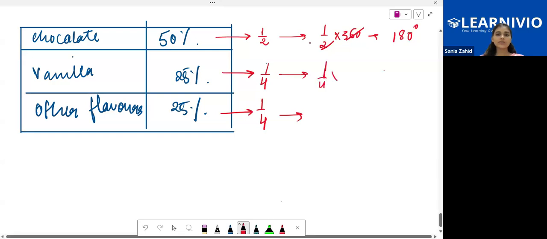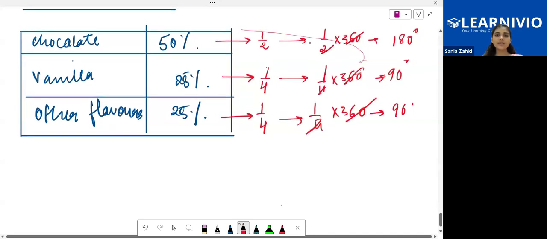Then multiply 1 by 4 with 360. You will get 90 degrees. Again, 1 by 4 with 360. You will get 90 degrees. Right? Yes, ma'am. Okay, do you guys have a protractor? Ma'am, can I go take it? Okay, both of you please go bring your protractors.